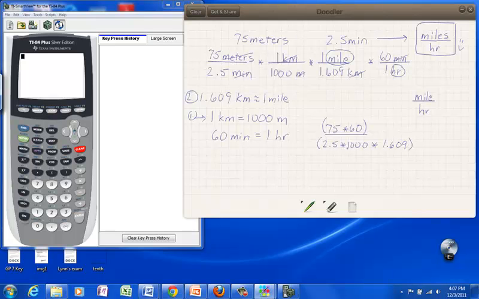I have had some students who try to count the significant digits in their conversion facts. When I count significant digits, I only count the 2 measurements that we started with, not the conversion facts. Most of those are exact numbers, and so we would never count those as being approximate numbers. All right, so let's do that in the calculator.